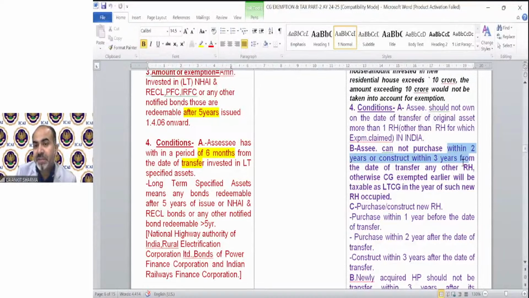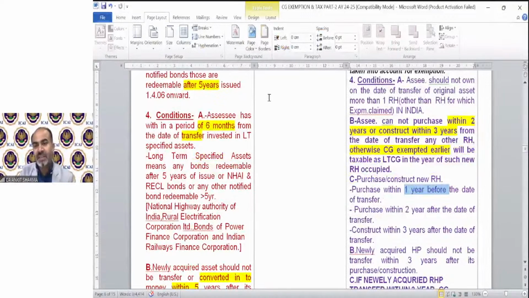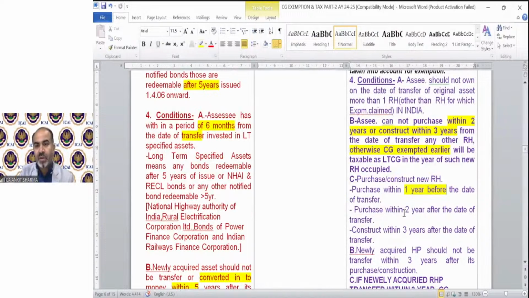The assessee cannot purchase within 2 years or construct within 3 years from the date of transfer any other residential house. Otherwise, the capital gain exempted earlier will be taxable as long-term capital gain in the year in which such new property has been purchased. Now the time duration of point number C is exactly the same as per section 54. Either you can purchase 1 year before the date of transfer, within 2 years after the date of transfer, or construct within 3 years after the date of transfer.